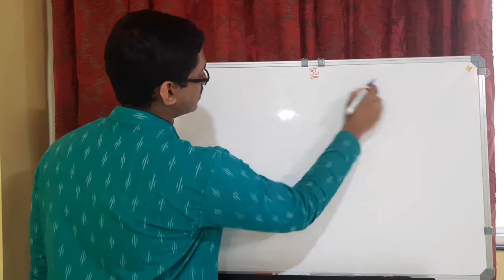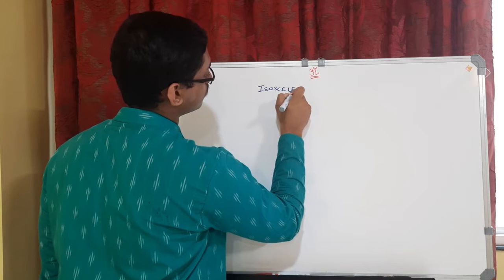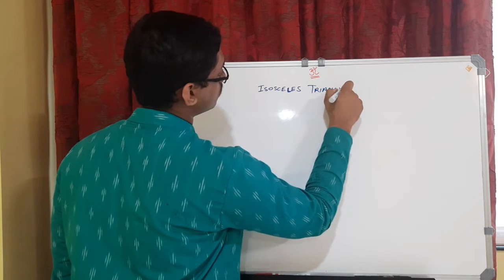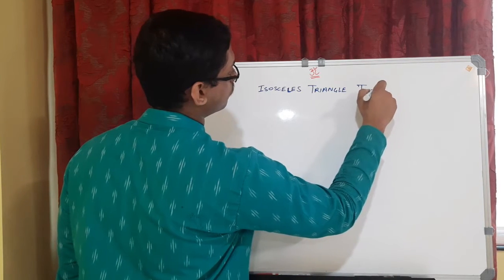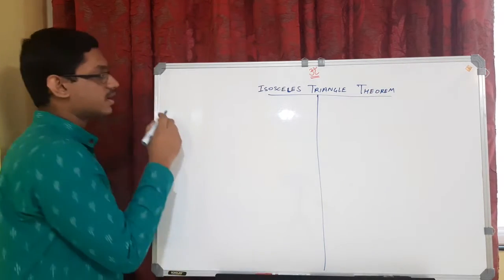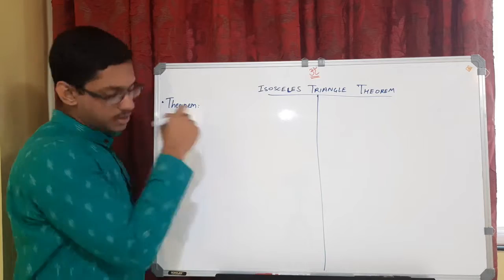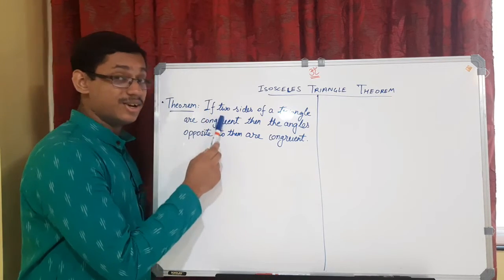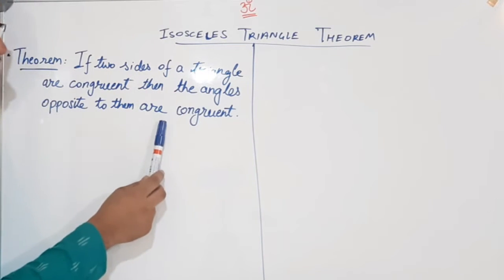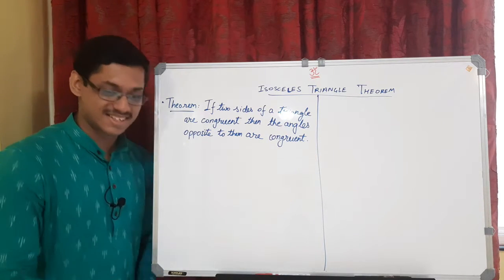Alright. So let's write it. Isosceles triangle theorem. First, let's see the theorem. Okay. So the theorem says if two sides of a triangle are congruent, then the angles opposite to them are congruent. This is the theorem. So now you tell me, what do we have to do next?